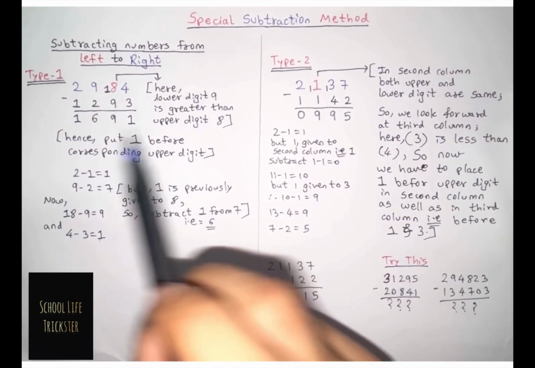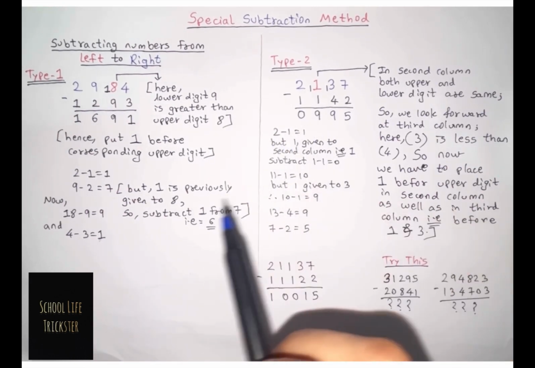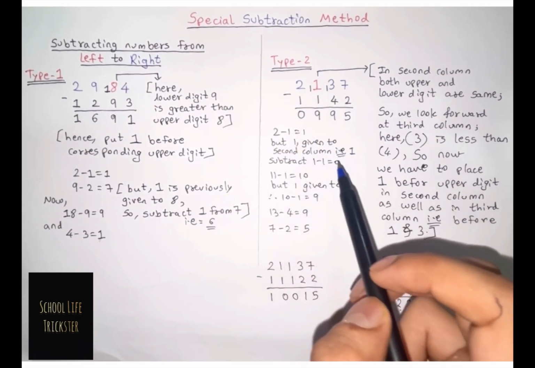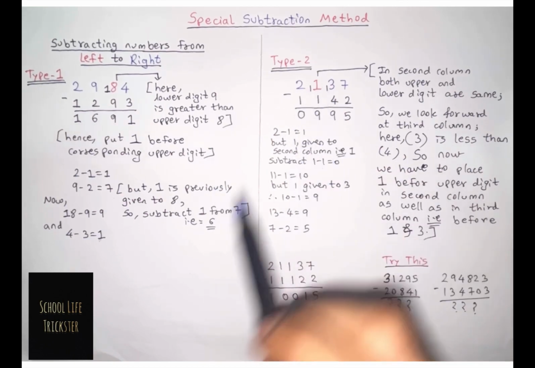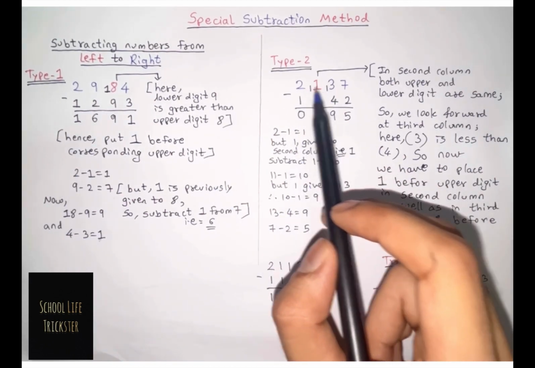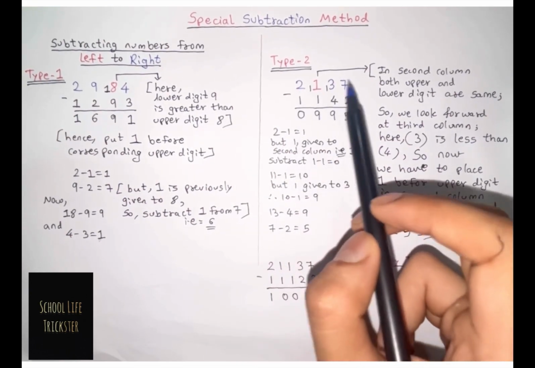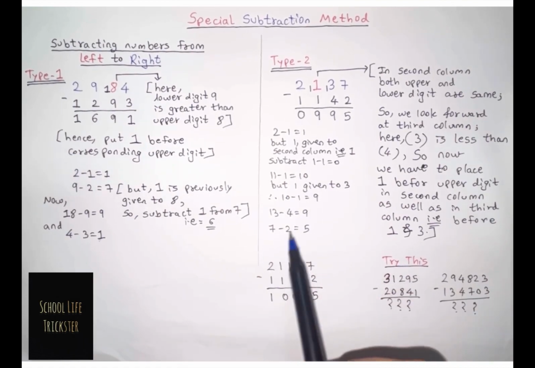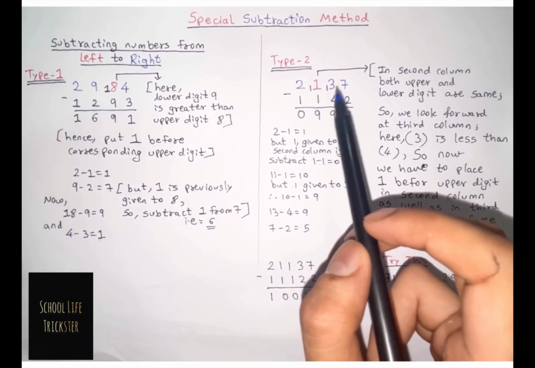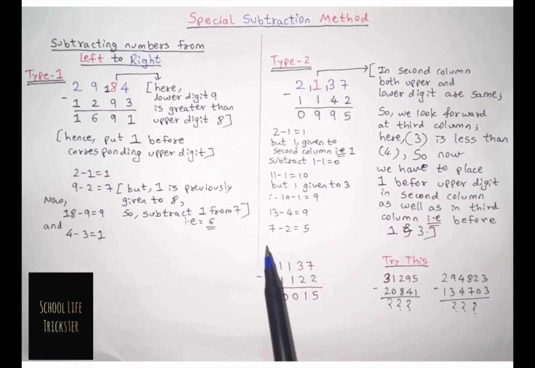Now we have to solve it as done in type 1, that is from left to right. 2 minus 1 is 1, but we have given 1 to the second column, so it will be 1 minus 1, that is 0. Now we take this 1 as 11. Then 11 minus 1 is 10, but we have given 1 to the next column, so 10 minus 1 is 9. Now we take this as 13. 13 minus 4 is 9 and then 7 minus 2 is 5.